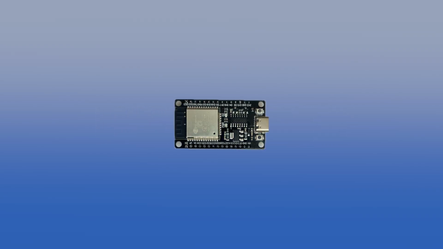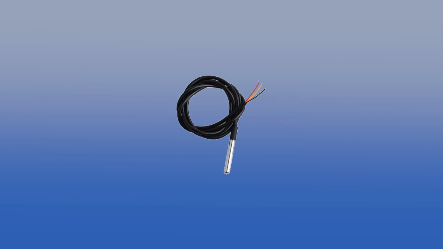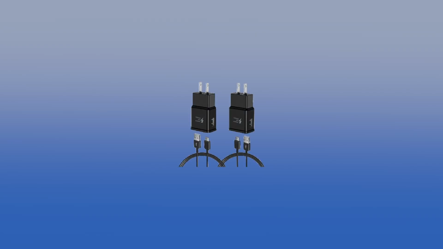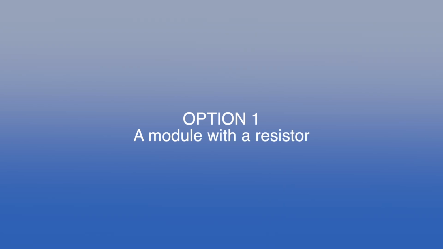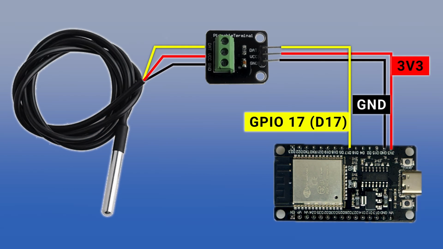From the hardware part, we will need an ESP board with Wi-Fi, a DS18B20 temperature sensor, and some charging adapters and cables. We have two options with temperature sensors. The first option is the easiest. It doesn't require soldering anything.